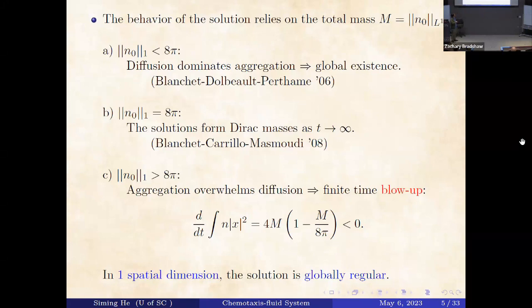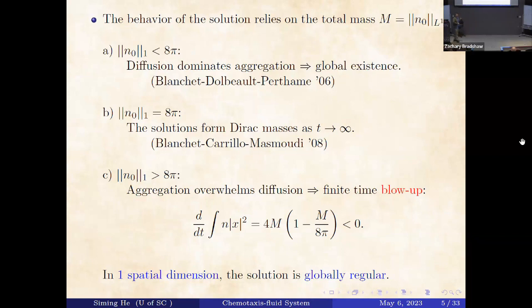So basically you create a Dirac in finite time. But then of course, this is just a contradiction argument. And now basically it tells you, okay, the solution cannot continue. So just like this picture, okay? So that's what happens in 2 dimensions, okay?